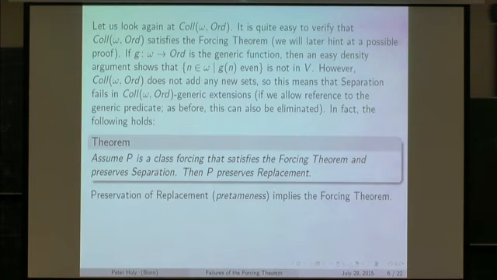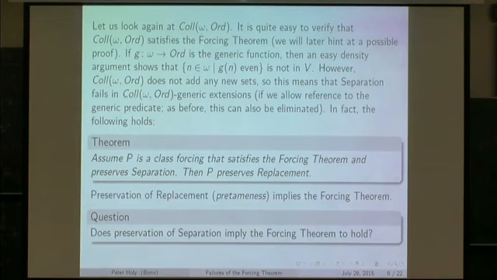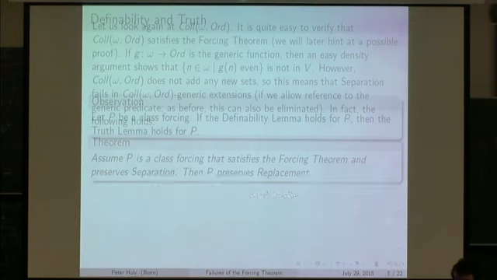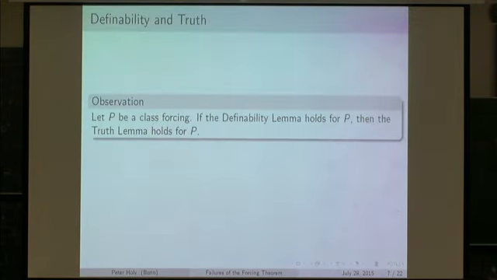And so I want to put a question here. Preservation of replacement, which is also called pretameness essentially, implies the forcing theorem to hold, and an obvious question would be, does preservation of separation already imply the forcing theorem to hold? So yeah, we don't know what the answer to that is. But now I want to come to the main part of my talk, which is about failures of the forcing theorem.